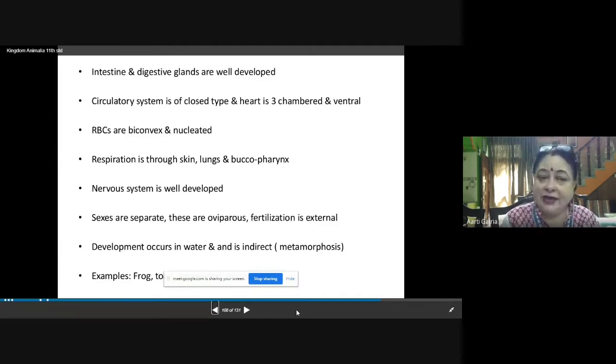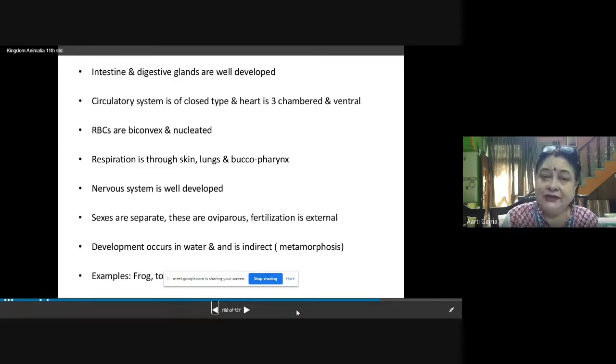RBCs, that is red blood corpuscles of the blood, are biconvex and nucleated. Respiration can be through skin, through lungs, or through buccopharynx, means they have gills, they have lungs, they have skin. So depending on where they are surviving, where they are spending most of their time of the life cycle, they respire. Nervous system is well developed.